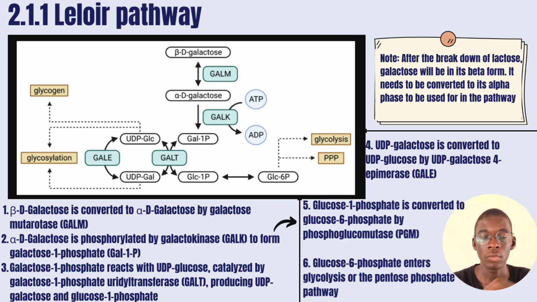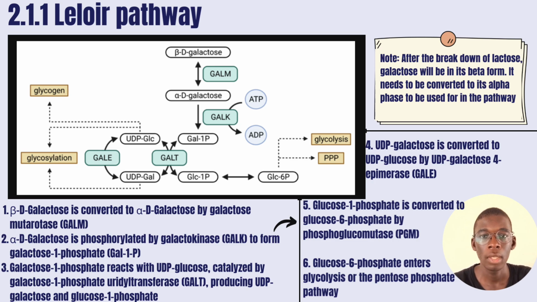After the galactose has reached the liver, it will be in its beta form and needs an enzyme called GALM to convert it to the alpha form to be used in the reaction. After that, alpha-D-galactose is converted into galactose-1-phosphate by one of our three important enzymes, called galactokinase. The phosphate group comes from ATP, so the enzyme takes one phosphate group from ATP and gives it to alpha-D-galactose.